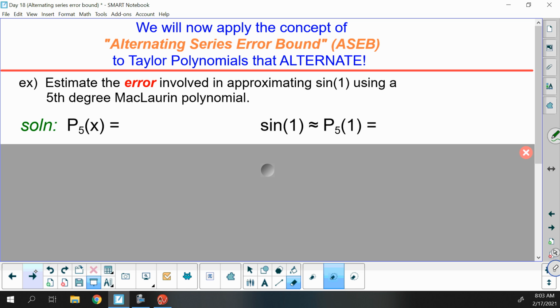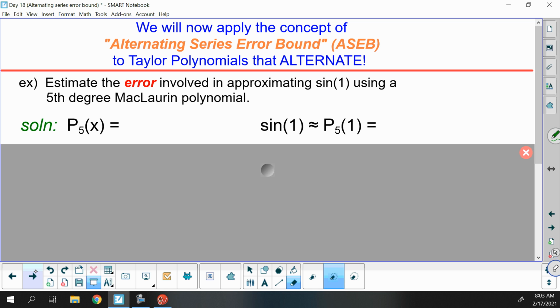So we can apply what we learned in the first half of the unit to any time we have a Taylor series that is alternating. Okay, if it's not alternating, the best we can do is Lagrange error. That's why we have both options. Alternating series error bound is definitely easier, but it doesn't apply in every case if you're not alternating.